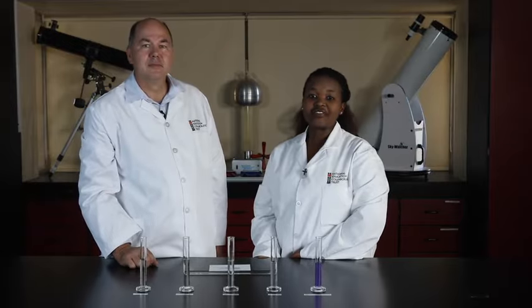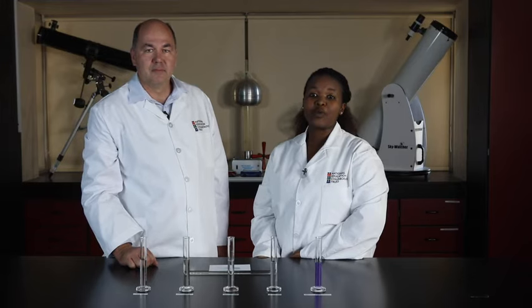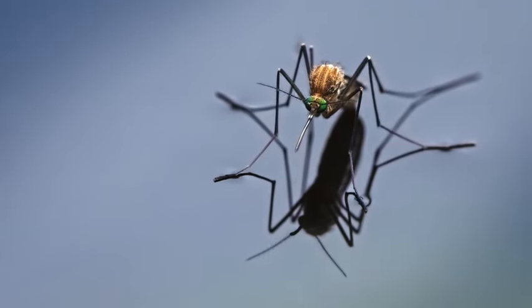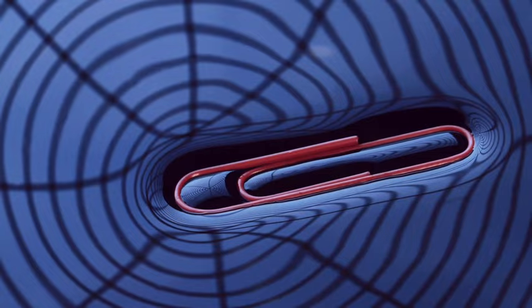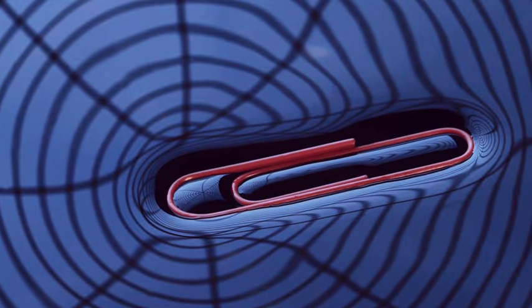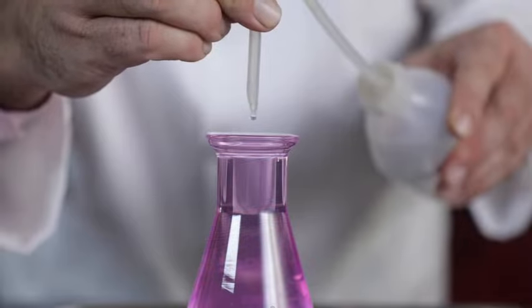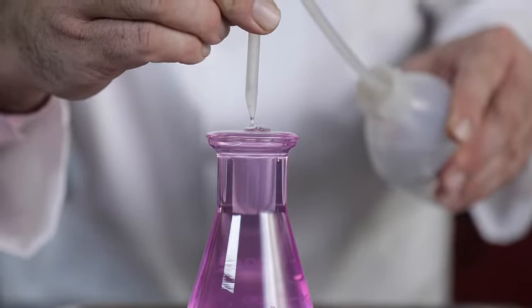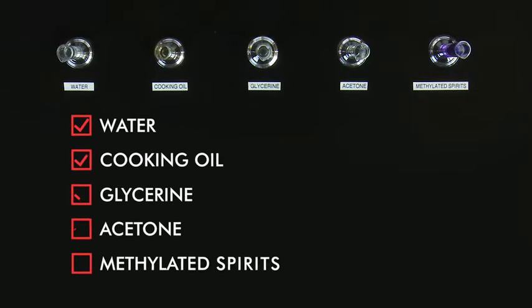Surface tension is a fascinating property of liquids which allows insects to walk on water, supports a paperclip on the surface, and even allows us to overfill a glass of water. We'll compare surface tension of liquids by examining the meniscus of liquids and the shape of a drop of each liquid. We will compare the following liquids: water, cooking oil, glycerine, acetone, and methylated spirits.